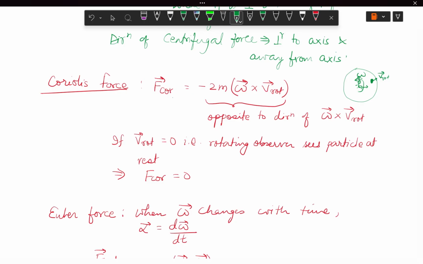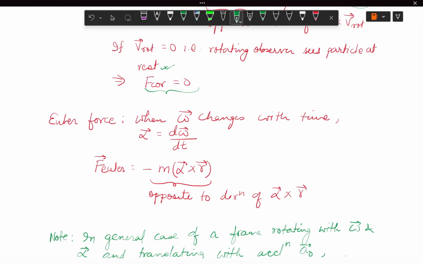So what is the force here? Coriolis force is always, remember, minus 2m omega cross v_rot. If v_rot is 0, meaning with respect to the rotating observer the velocity is 0, the particle is at rest with respect to him, and in that case the Coriolis force will be 0. And what is the direction of the Coriolis force? Opposite to the direction of omega cross v_rot.